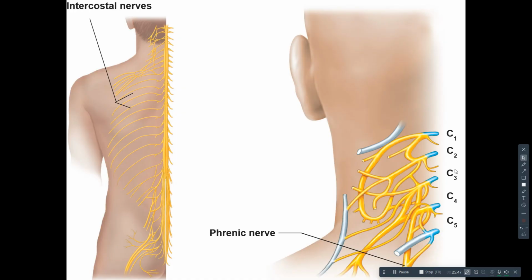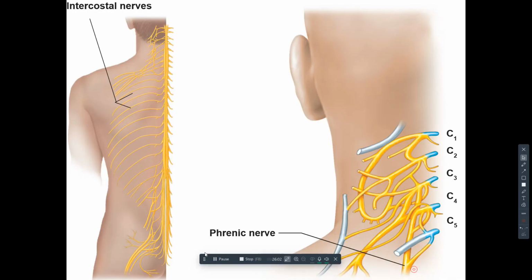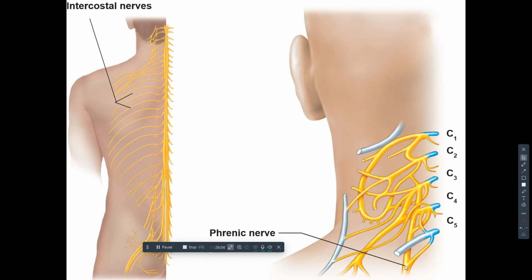The nerves telling those muscles to contract are also quite important. The intercostal muscles are controlled by our intercostal nerves. The diaphragm is controlled by the phrenic nerve, which I see here coming off my cervical plexus, going down towards the diaphragm. All right, so that is what's going on with quiet breathing.